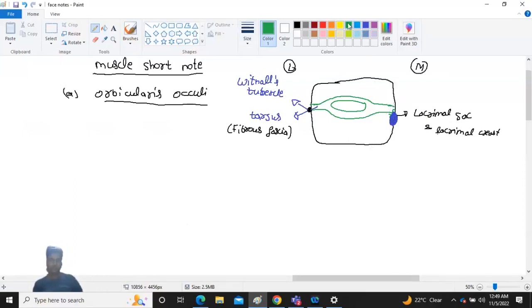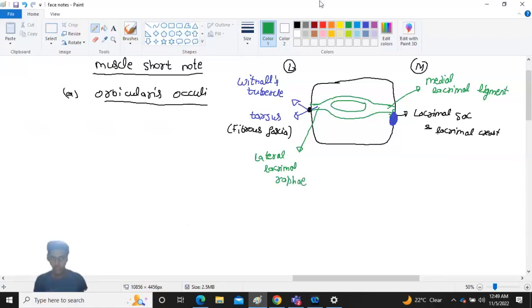Then on this side a ligament forms, which we can call the medial lacrimal ligament. And here is the lateral lacrimal raphe. This is raphe, this is ligament. Done.